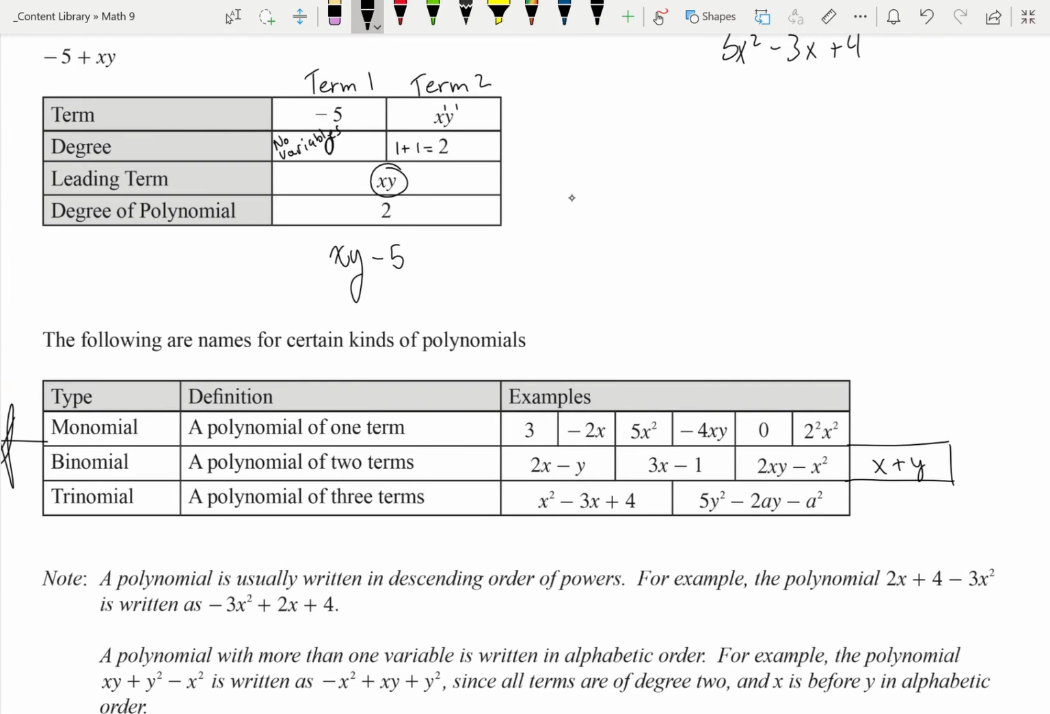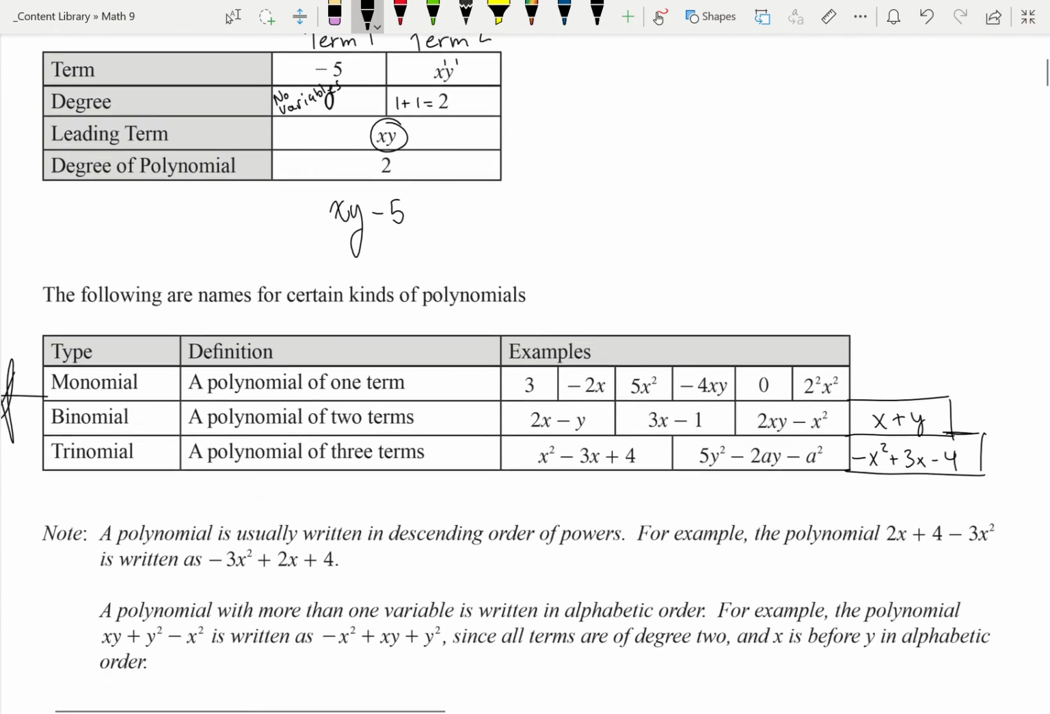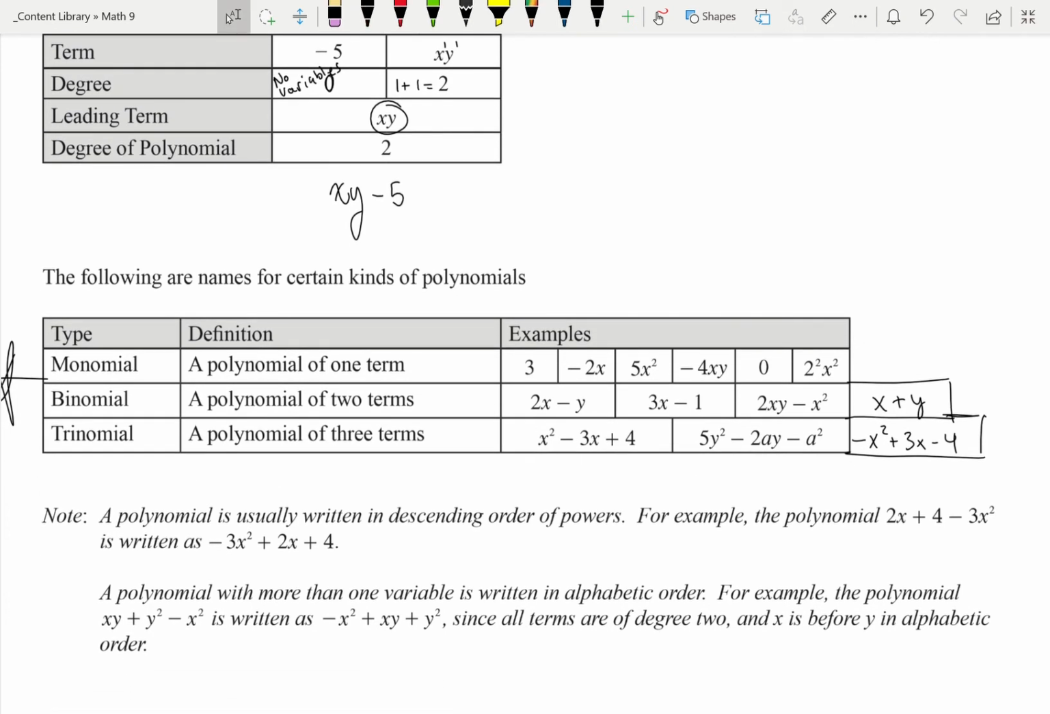By the way, the leading term doesn't have to be positive, so it is totally fine. I'll add one more here: negative x squared plus 3x minus 4. That's fine. That's a-okay. It's not optimal, but it won't be the end of the world, and it's still a valid polynomial. So we usually write it in descending order of powers. Like I said, the proper way to write it is we start at the highest degree and then we go to the lowest degree term.